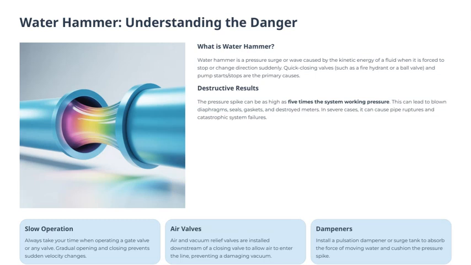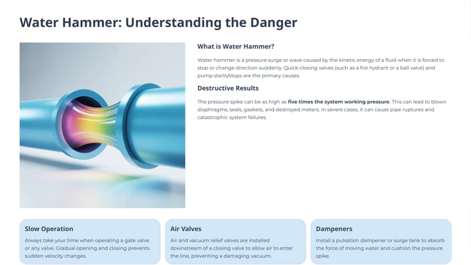Let's talk about how we can protect our system from water hammer. One effective solution is installing a pulsation dampener or surge tank. These devices help absorb the force of moving water and cushion pressure spikes, which can otherwise cause damage.